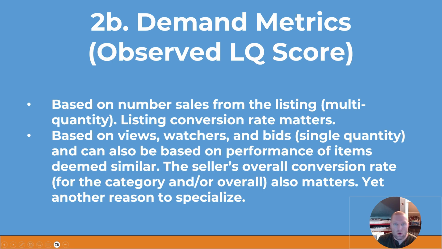If it's a single quantity listing or an auction, it's going to be based on the performance of items that eBay thinks are similar, and your overall conversion rate from your account, either completely overall across the board for your account or for that specific category. That's going to influence higher or lower rankings. So you want to have a high conversion rate, as high as possible.